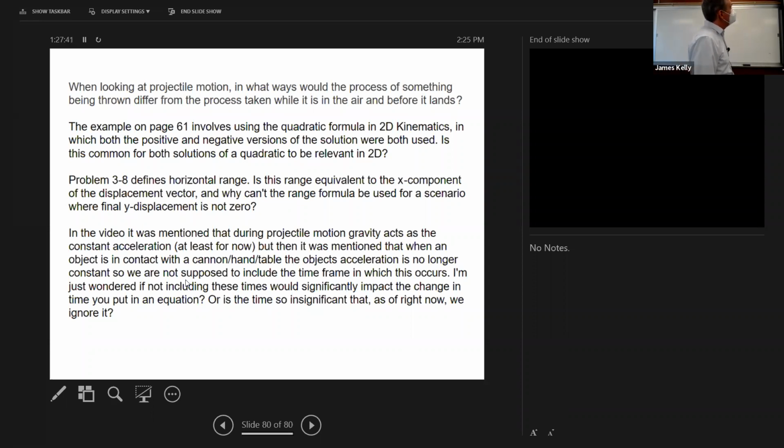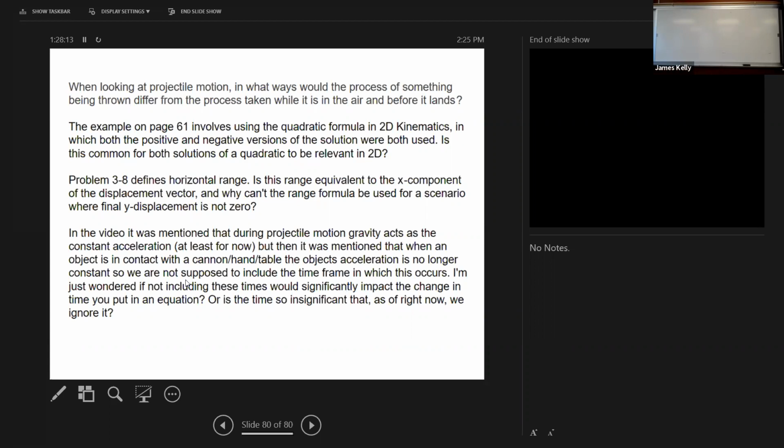When looking at projectile motion, in what ways would the process of something being thrown differ from the process taken while it is in the air and before it lands? So when it's in the air and before it lands, presumably we can ignore air resistance and we can use our acceleration as constant, as projectile motion. So with the whole process we've been doing. When it's being thrown, I'm assuming that's when I'm pushing on it and throwing it up in the air. I don't really know what the acceleration is then, so I don't have a process by which I can solve it.